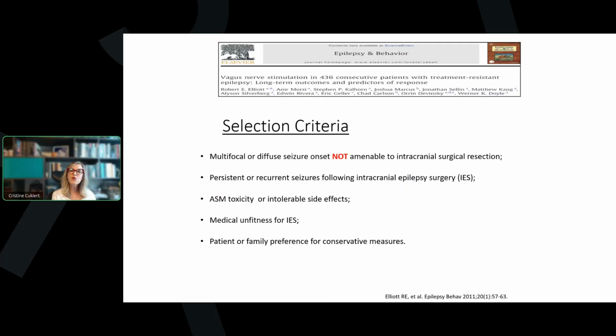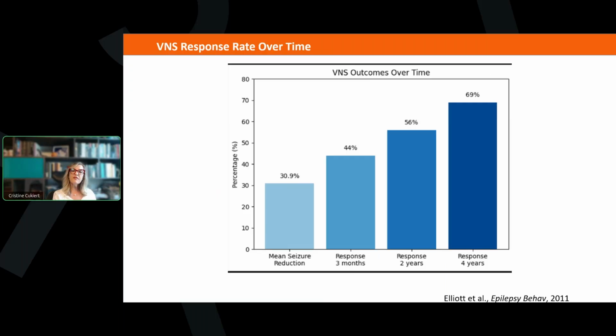So I think that we have to think about the VNS very early, at the onset of the seizures. So the medical unfitness for intracranial surgery. And here, not patient or family preference sometimes, so they prefer the VNS instead of the DBS because it is a lesser invasive procedure.